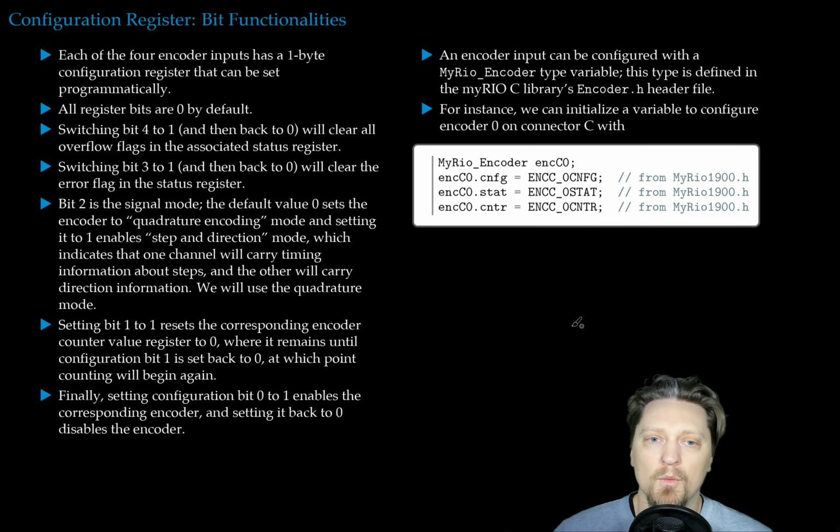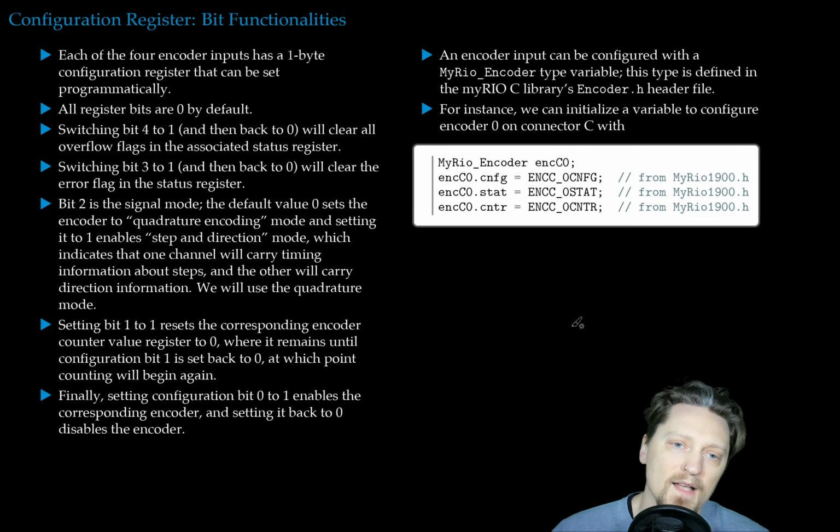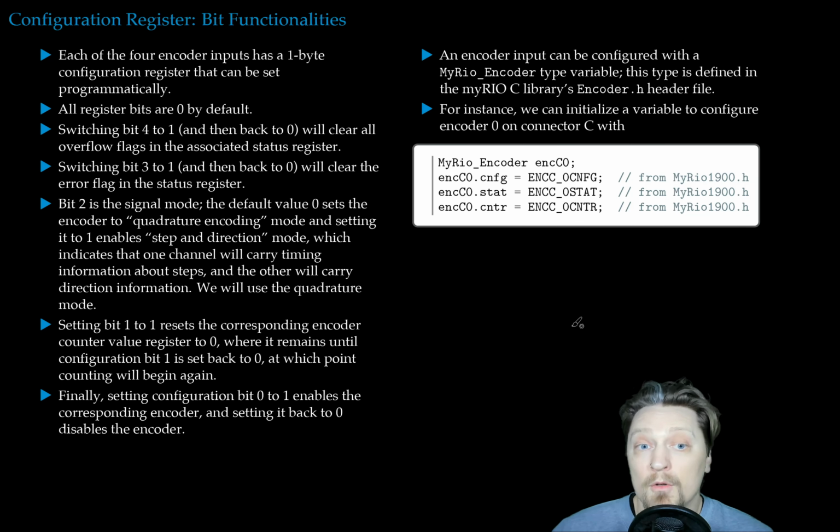Switching bit 4 to 1 and then back to 0 will clear all overflow flags in the associated status register. Switching bit 3 to 1 and then back to 0 will clear the error flag in the status register. Bit 2 is the signal mode. The default value 0 sets the encoder to quadrature encoding mode, and setting it to 1 enables step and direction mode, which indicates that one channel will carry timing information about steps and the other will carry direction information. We will use the quadrature mode.